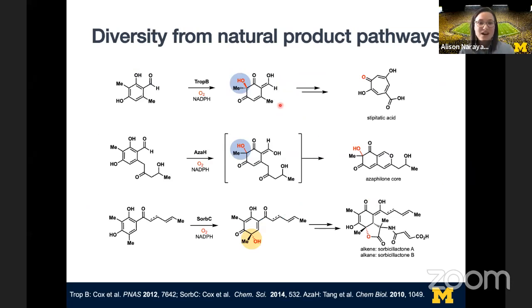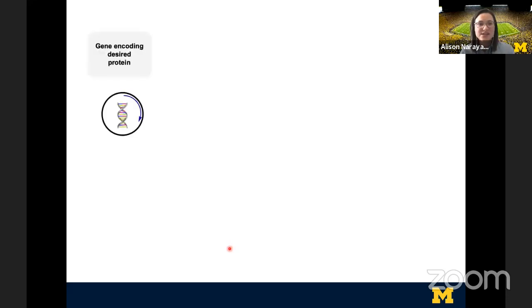So in the case of this oxidative dearomatization that we were interested in, there were a set of enzymes that had previously been identified to do this chemistry in the context of various natural product biosynthetic pathways. And so we chose these three enzymes, TropB, AzaH, and SorbC, as a starting point to explore this chemistry. And so once we had identified that these were the proteins that we wanted to work with, what we needed to do was go ahead and get those enzymes in our lab.